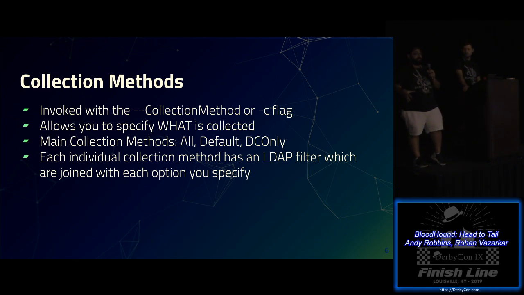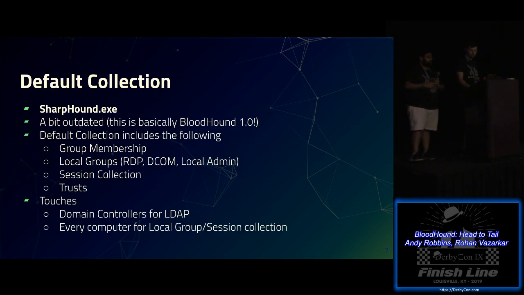So there's a lot of different collection methods in Bloodhound. I'm going to cover a few that we think are really interesting that maybe people don't know about. You invoke a different collection method using the CollectionMethod or -c flag when you run sharphound.exe. It allows you to specify what is collected, and it has a lot more granularity than people really think it does, because most people tend to run it with either the All flag or the Default flag, which is fine because that's why those flags were introduced. But we want to dig in a little bit and talk about these three main ones that people run and why they're useful. Those three are All, Default, and DCOnly.